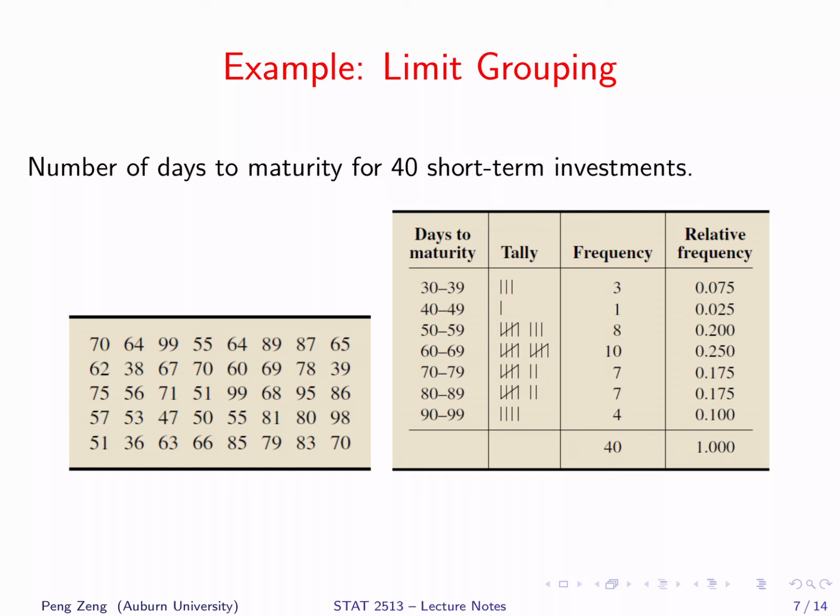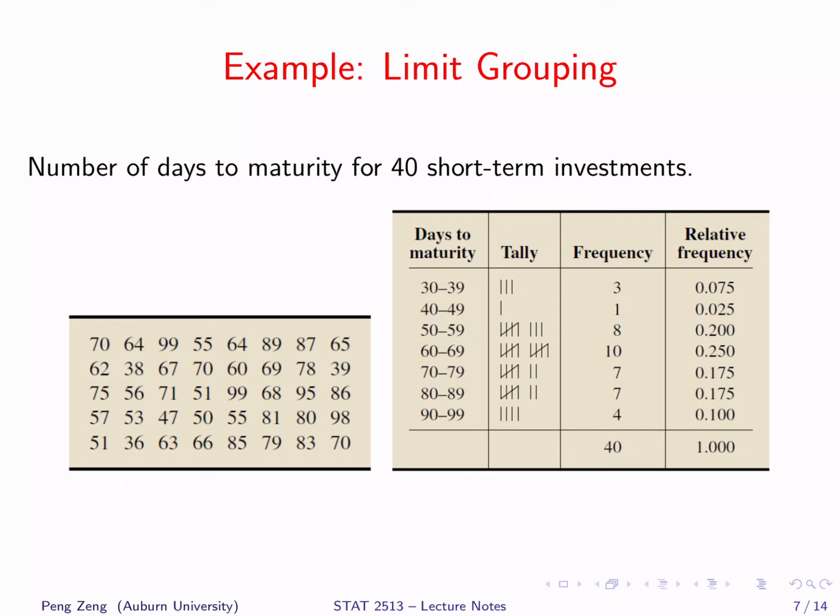In this example, the data are numbers of days to maturity for 40 short-term investments. Most values are different from each other. Hence, it is not appropriate to use single-value grouping. We can use limit grouping here. The values are integers. We can group them into tens, such as 30 to 39, 40 to 49, and so on. Each class includes 10 possible values.